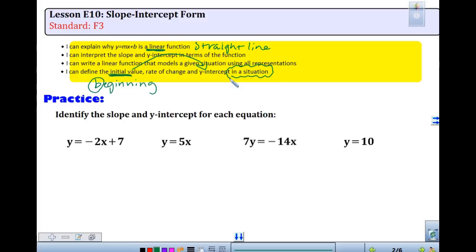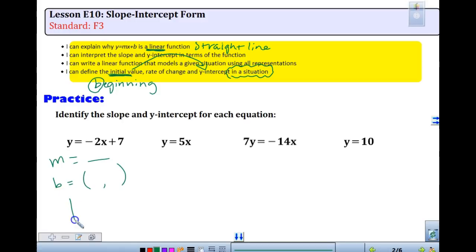So first we're going to practice. Identify the slope and the y-intercept for each equation. You've done this. This should be a review from what you've been doing the past couple of days. But we'll do the first one together. So you've got y equals negative 2x plus 7. For each one of these, I'd like you to write m equals, and then your slope as a ratio. And then I also want you to write b equals, and then an ordered pair.